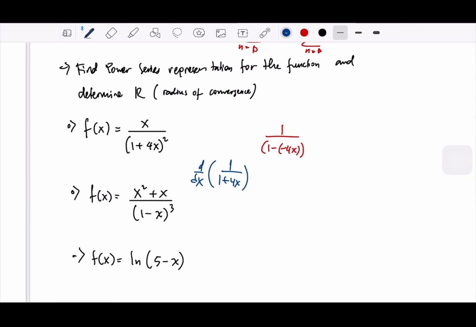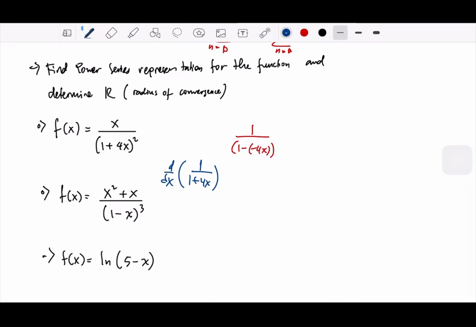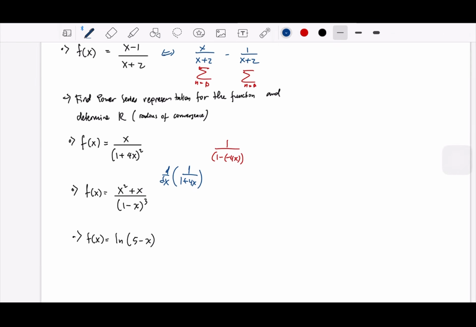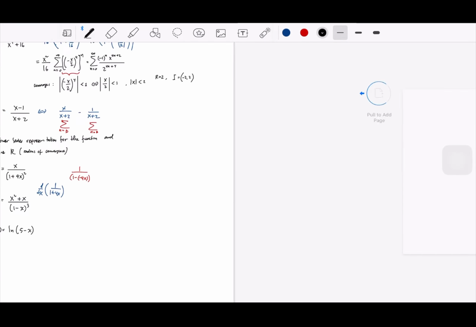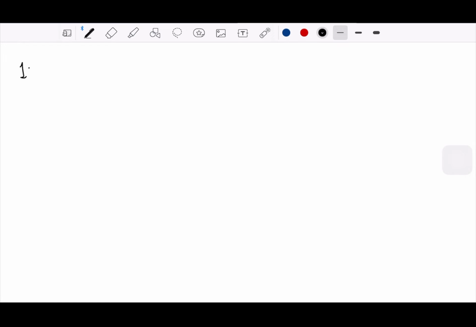Okay, now we finish the representation of functions, or the power series representation for each function, and then in 11.10 we will learn what is called the Taylor and Maclaurin series. The idea behind Taylor and Maclaurin, those are the names of the people who invented this series, is similar to what we have done before.